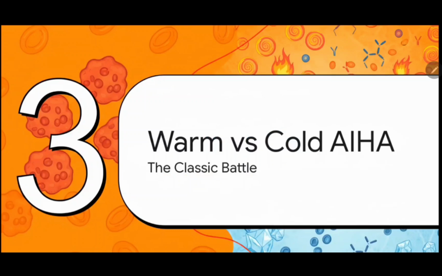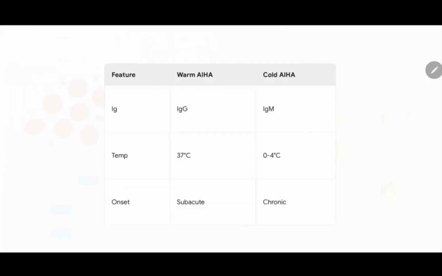Section 3. Warm versus cold AIHA. This is arguably the most highly tested distinction in all of hematology. Let's break down this classic battle. Let's use a very simple mnemonic hook to lock this into your memory forever. Warm AIHA is driven by IgG antibodies. Think G for garam, which means warm. Cold AIHA is driven by IgM antibodies. Think M for macroglobulin, the big one that clumps up in the cold.